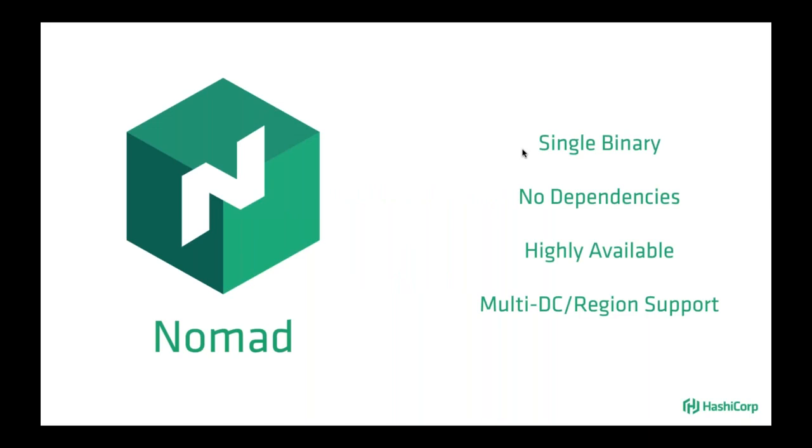One, Nomad is a single binary. So whether it's running in client mode or server mode, it's just a flag to the same binary. It has no external dependencies, so it does all of its own coordination, all of its own state management. It's highly available out of the box, and it has multi-data center and multi-region support as well. So no extra plumbing or glue is necessary, whether you're in one data center or 50 data centers and you want an HA setup. All of that is just the same binary, same setup.